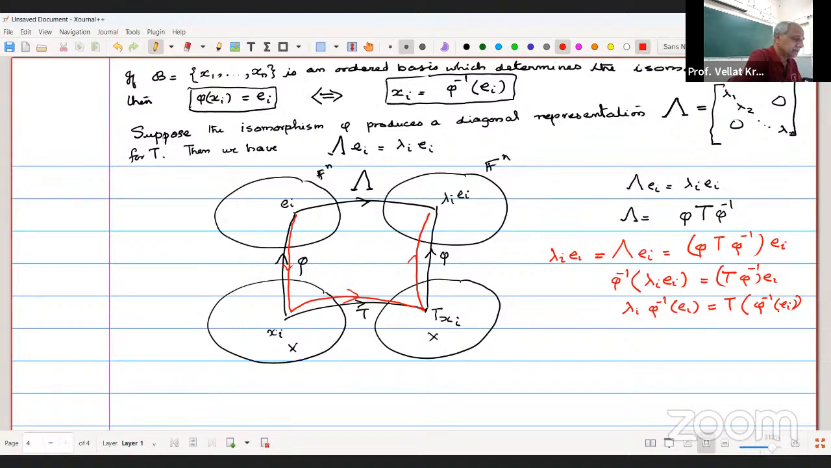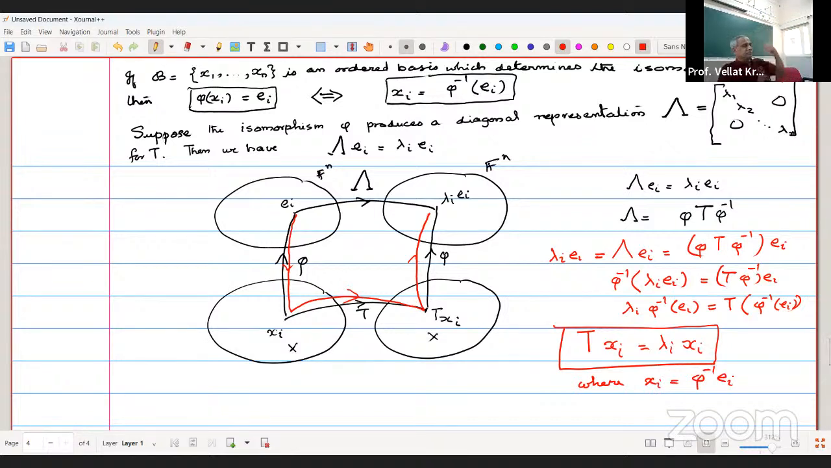So you have the following relation: T of xi equal to lambda i xi, where xi equal to phi inverse of ei. What does this relation mean? It says that, see, we said that the ordered basis can be constructed if we hit upon these xi's. Okay.